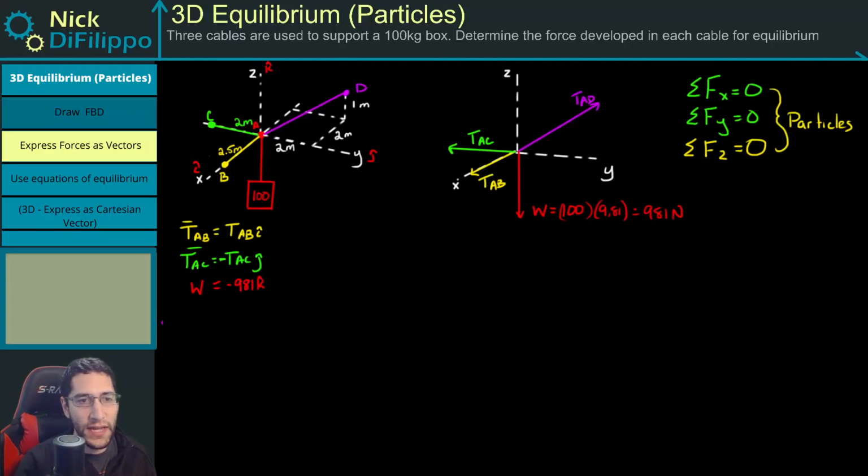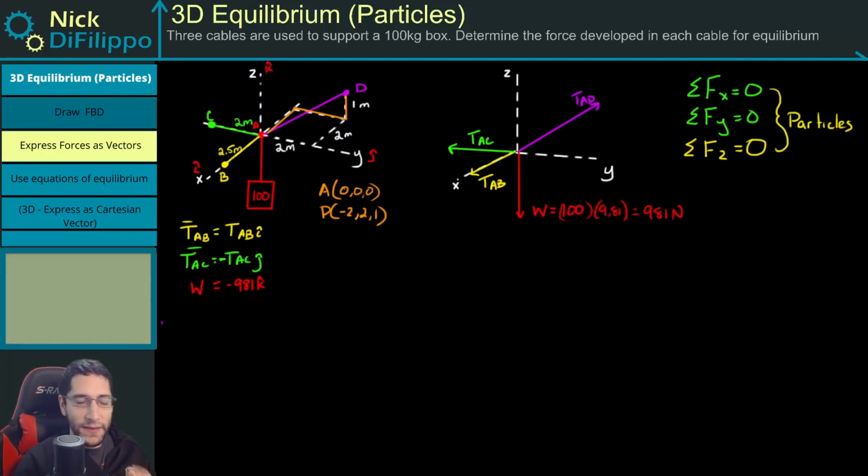And now we just have to work with this force TAD. It's in 3D, so what that means is we need the location of A. A is at 0, 0, 0, right? It's right at the origin. And we need the location of D. D is at a location of minus 2 in x, 2 in y, 1 in z. So minus 2, 2, 1.